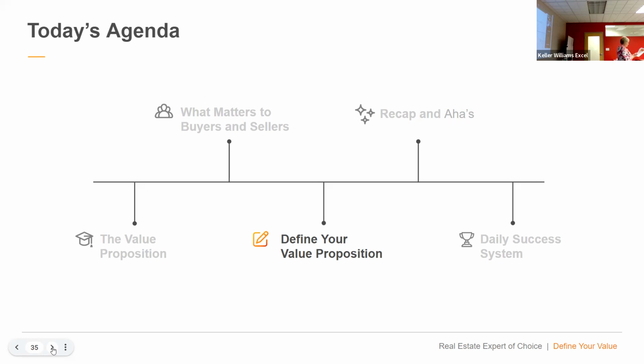All right, so how are we going to define our value proposition? How are we going to take this and put it into a solid value proposition? Like I said, it took me a long time to come up with my value proposition and to articulate it and put it in writing. We're in the quality of life business. We just happen to sell houses.